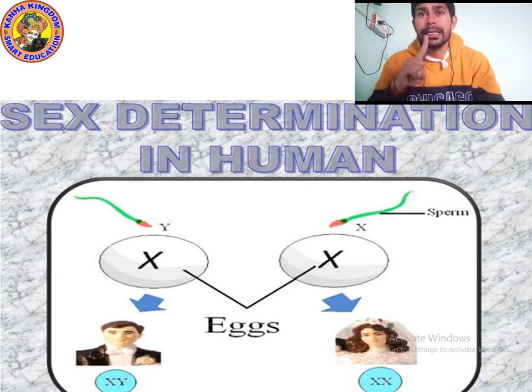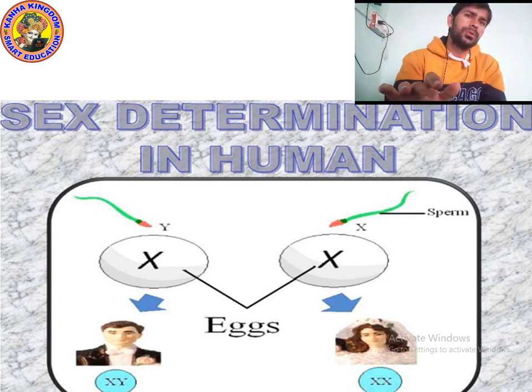The unfertilized egg always has one X chromosome, but the fertilized egg may have two chromosomes, with a 50% chance. And sperms are of two types. One kind has an X chromosome, and another kind has a Y chromosome.